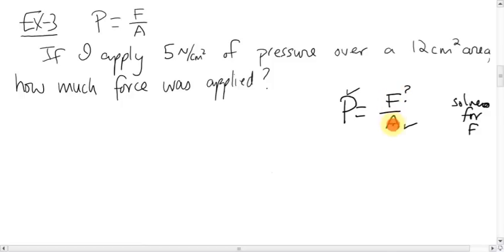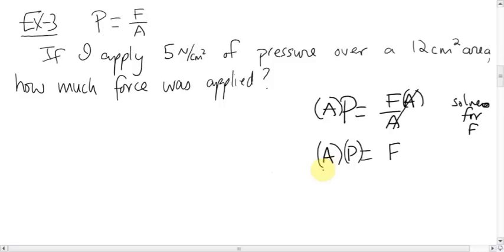It's being bugged by the A. The A is dividing it. Let me get rid of all these things. The A is dividing it, so to get rid of it, we multiply by A. Do the same to the other side. What happens to these A's? Cancelled out. You're left with force on this side, and on this side, area times pressure.